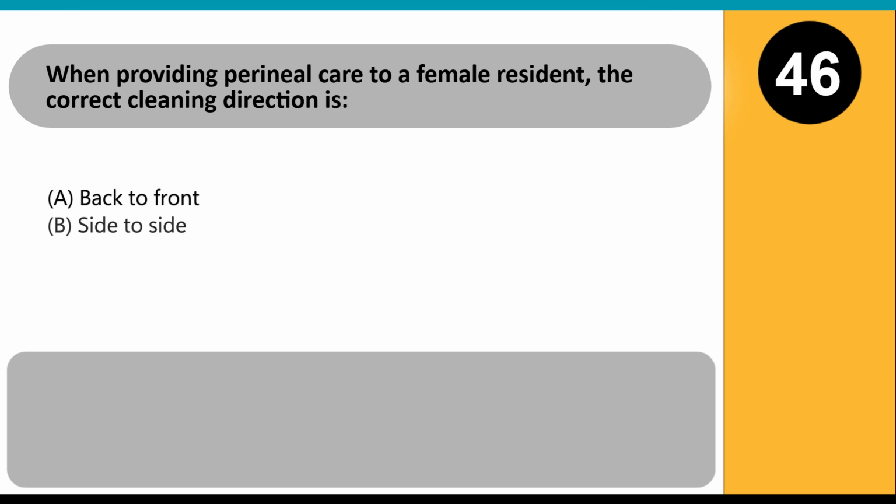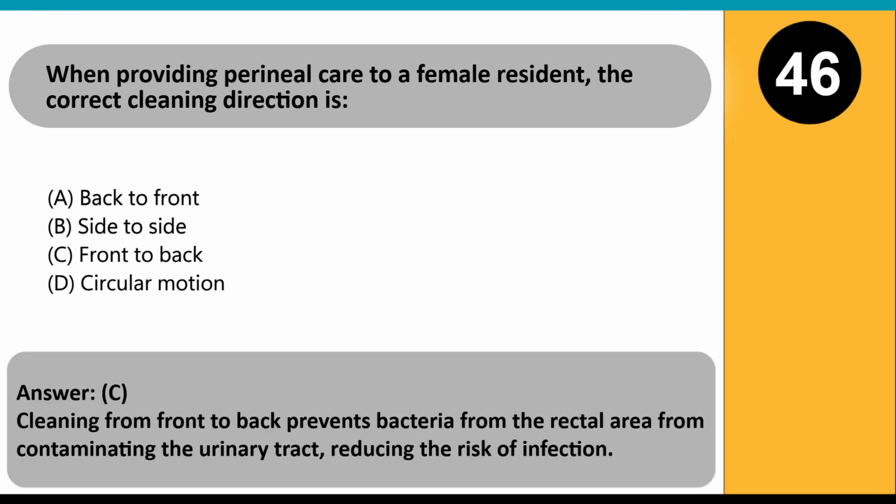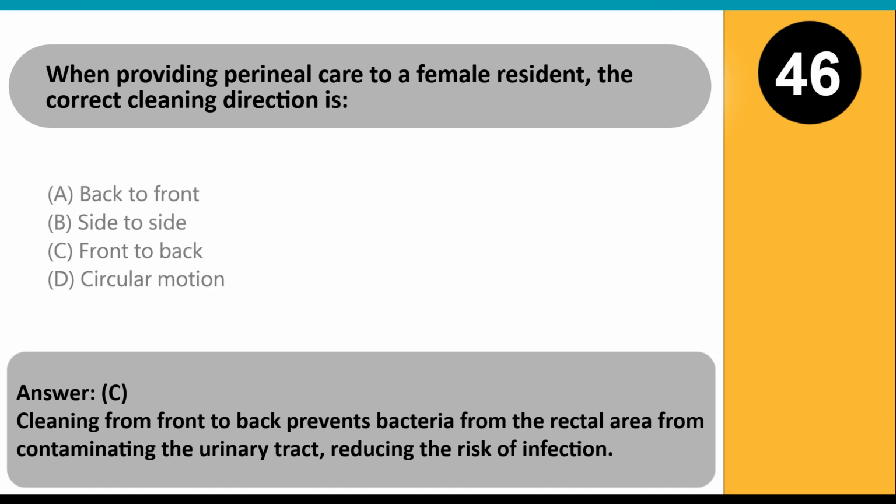When providing perineal care to a female resident, the correct cleaning direction is: A. Back to front. B. Side to side. C. Front to back. D. Circular motion. Answer C. Cleaning from front to back prevents bacteria from the rectal area from contaminating the urinary tract, reducing the risk of infection.